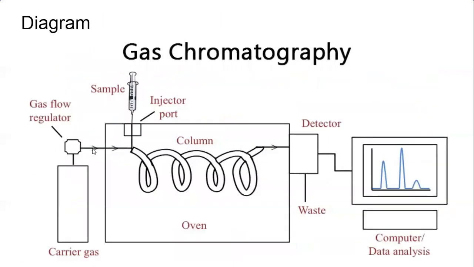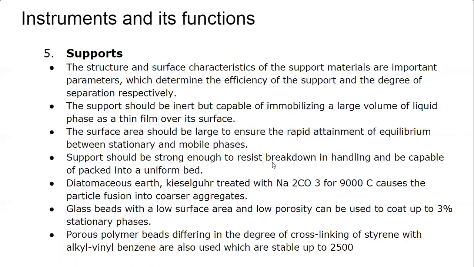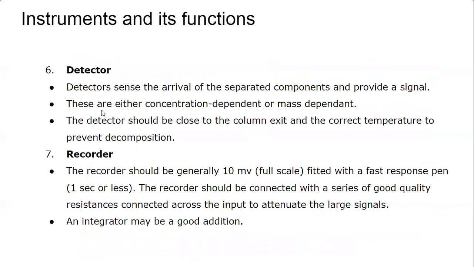Now, from here we are introducing the carrier gas, and from here we are introducing the sample, and these two are introduced into the column. Once they have traveled this distance, from this point to this point, they enter the detector, where the nature of the substance is identified. The detector senses the arrival of the separated components and provides a signal. Signal means the graph peaks.